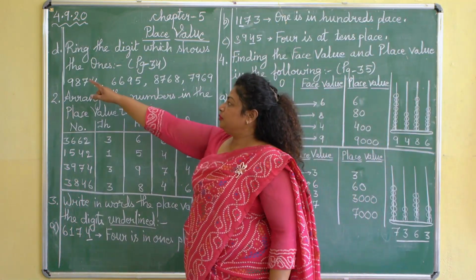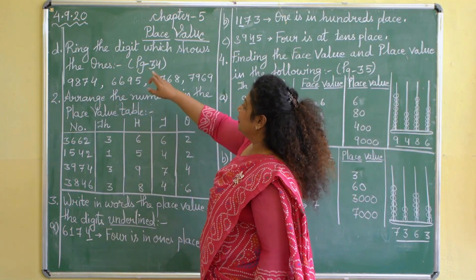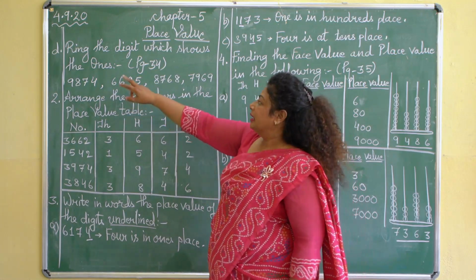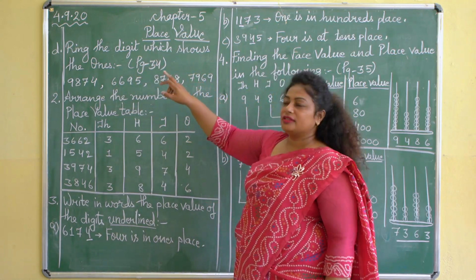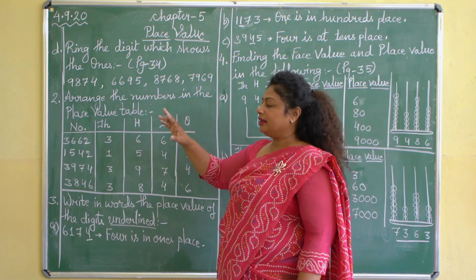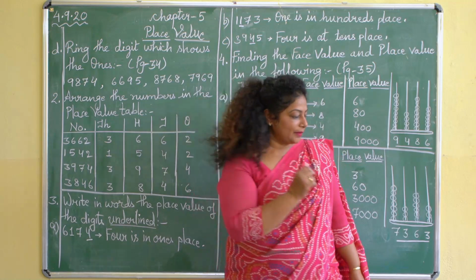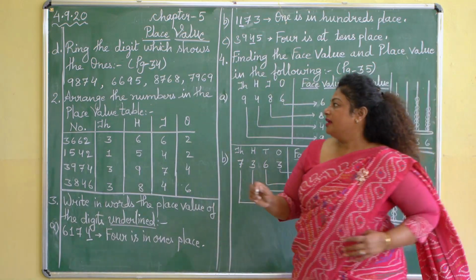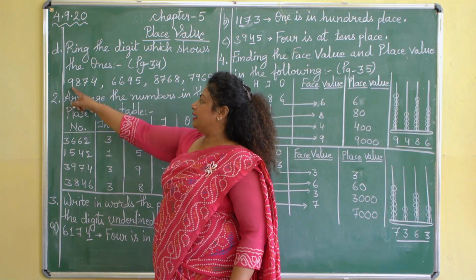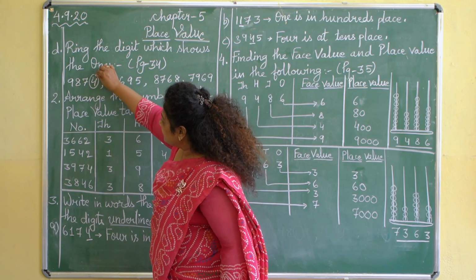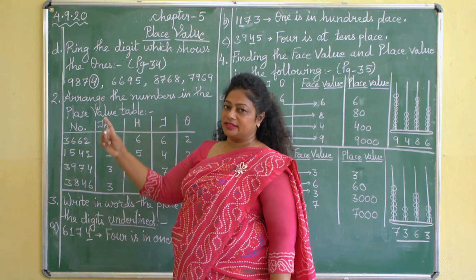Let us come to exercise D given on page number 34. The question is ring the digit which shows the ones. That means we have to ring the digit which is at ones place. Let me show you. This is the first number given to you, 9874. 4 is at ones place, so we'll circle it.